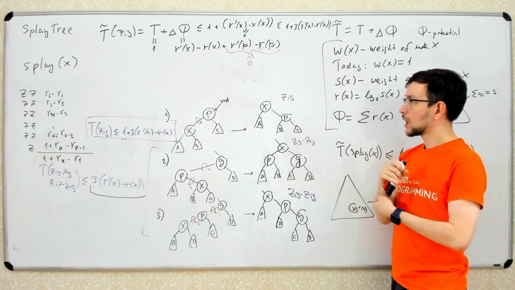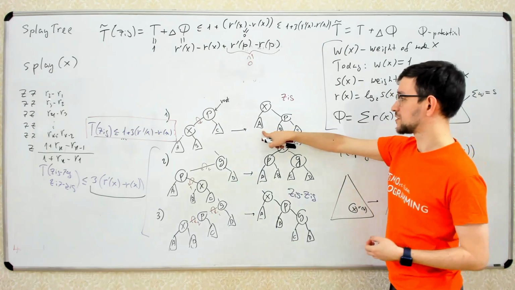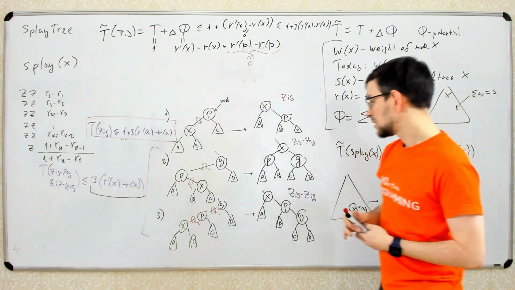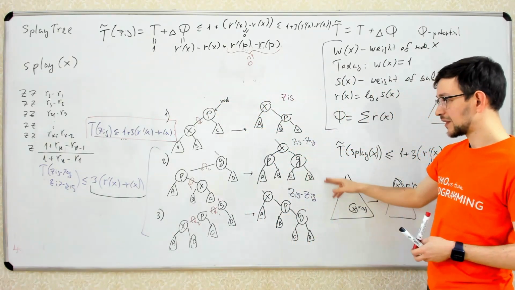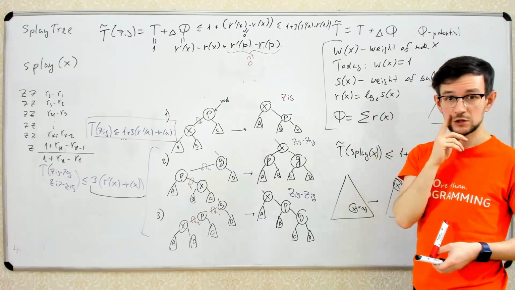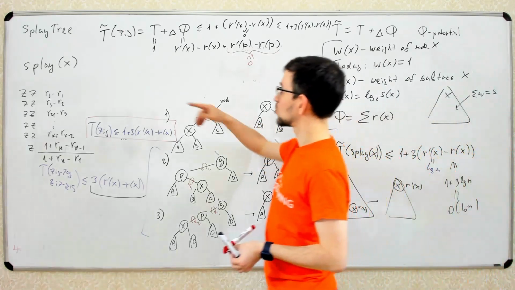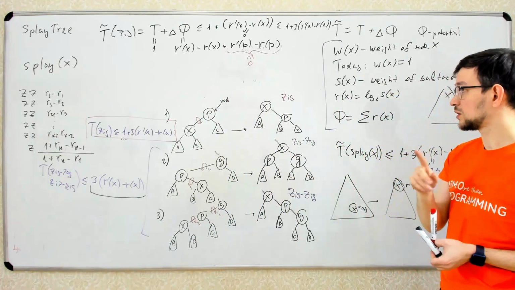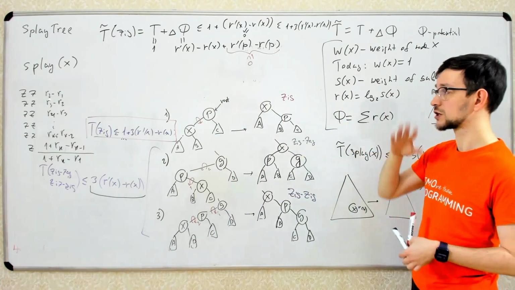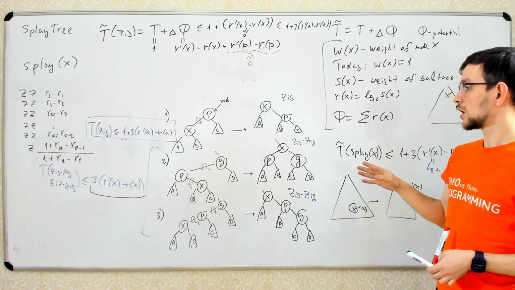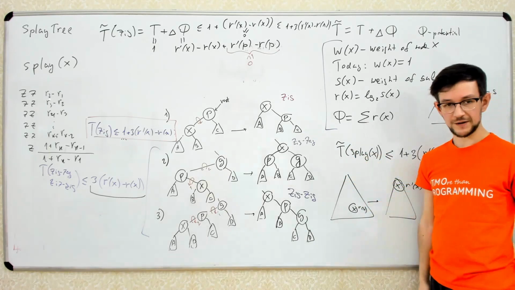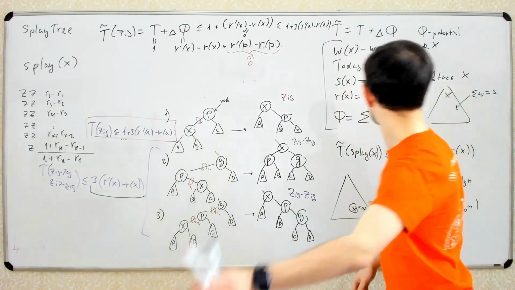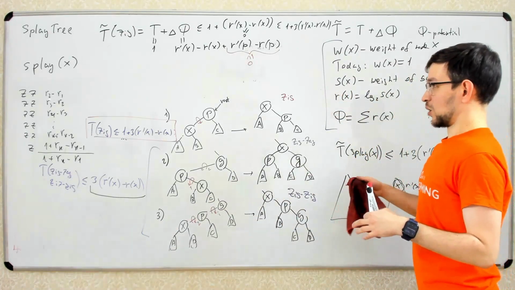Cool. But that's only for this Zig operation. This Zig operation is simple because we allow this plus 1. In these two operations, we don't allow this plus 1, so we will need to get rid of this plus constant factor. So this will be tricky, but for this Zig operation, it's actually pretty easy. Ready? Now let's move to these two operations. I will need some space. Let's go.